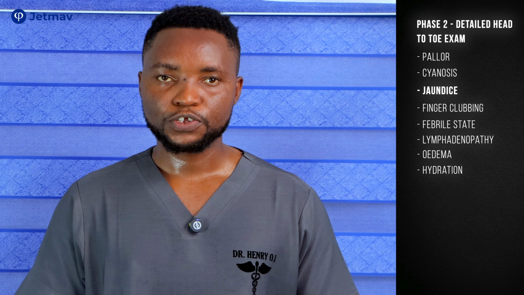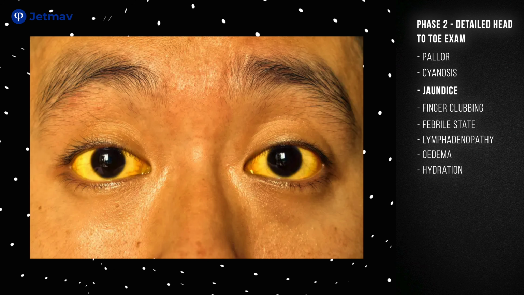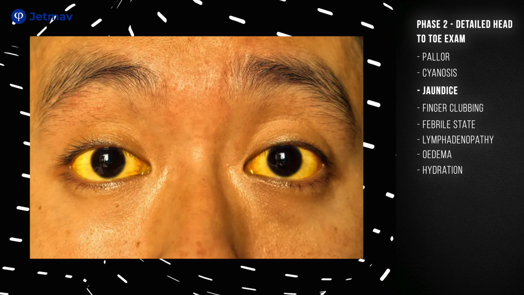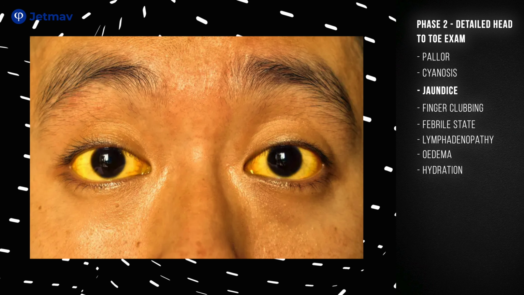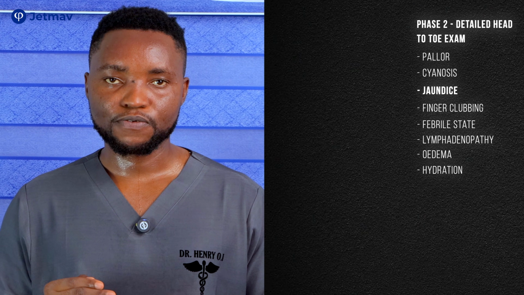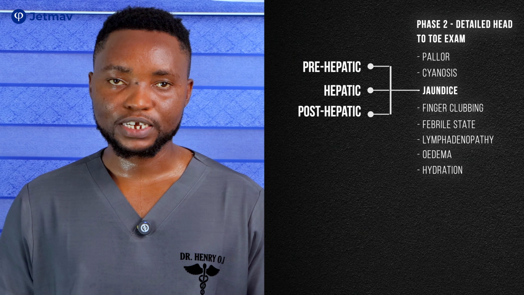Now, jaundice. Jaundice is another feature of systemic inflammation. This is when there is yellowish discoloration of the sclera and the skin due to elevated bilirubin in the blood. So the sclera is the white part of the eye, and it's typically the first place where you notice jaundice. Some of the causes of jaundice can be grouped into prehepatic, hepatic, and posthepatic causes.